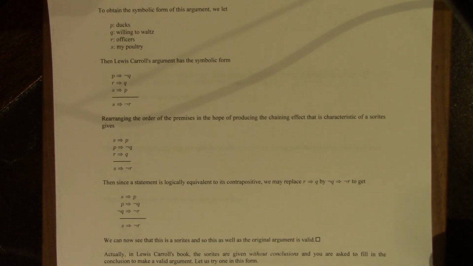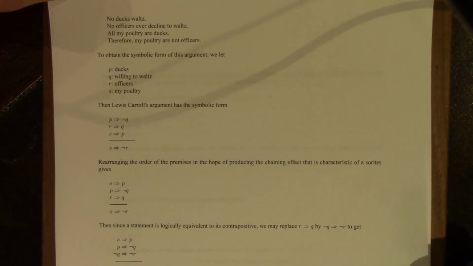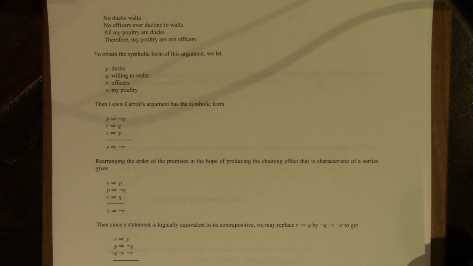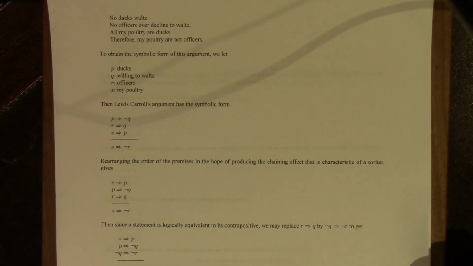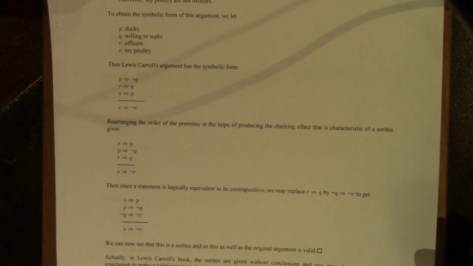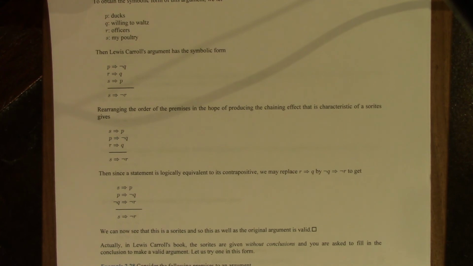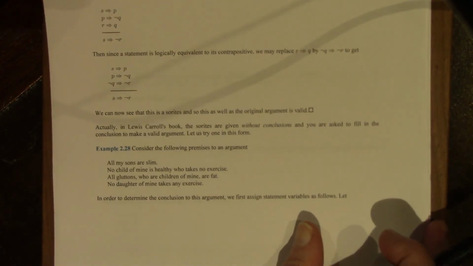So if you're ever on the street or in a store approached by someone who says, "Excuse me, can you help me with an argument? My friend says no ducks waltz. No officers ever declined to waltz. All my poultry are ducks, and therefore my poultry are not officers. Should I tell him that's a valid argument or not?" You will know what to say. That's only happened to me a couple times.